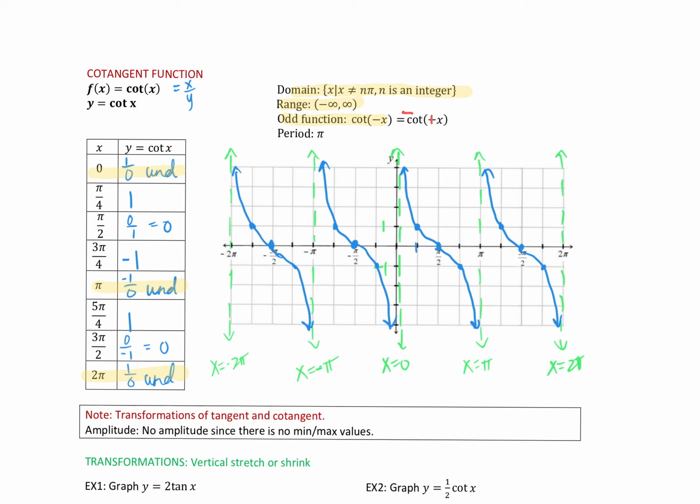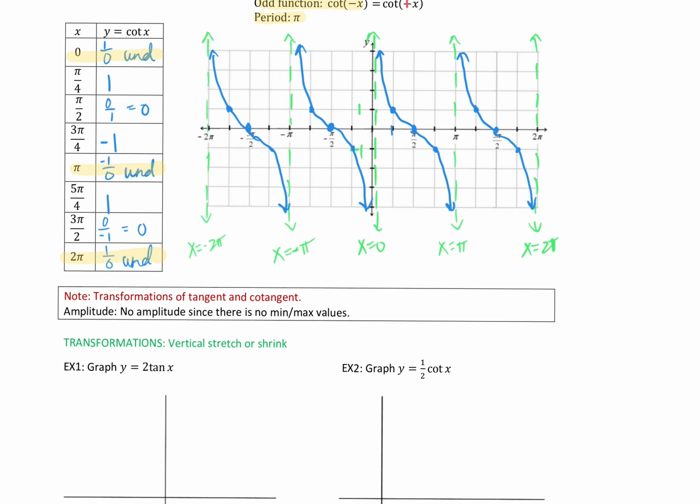And the period for cotangent is the same as tangent. So whenever functions are reciprocals of each other, they have the same period. So keep in mind that tangent, cotangent, they have a period of pi, but the other 4 have a period of 2 pi. And we typically graph one period from 0 to pi.